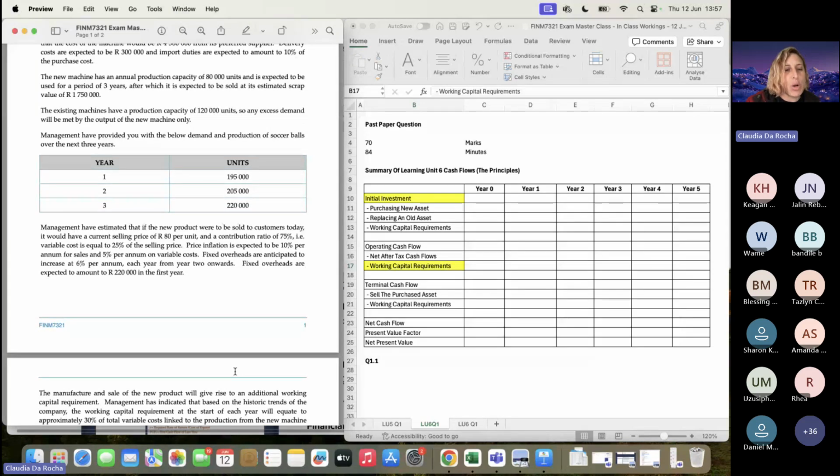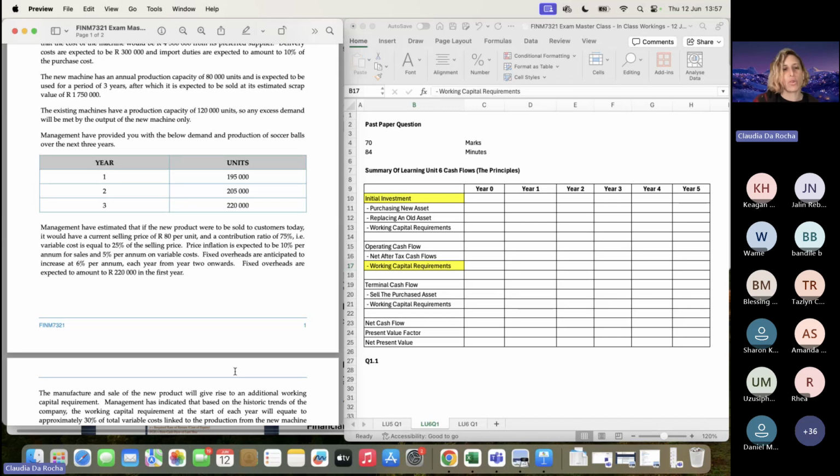Okay. Then it says management estimates if the new product were to be sold to customers today, it will have a current selling price of 80 Rand per unit and a contribution ratio of 75%. That is, variable cost is equal to 25% of the selling price. Okay. Price inflation is expected to be 10% per annum for sales and 5% per annum on variable costs.